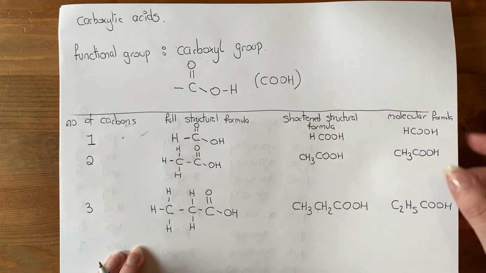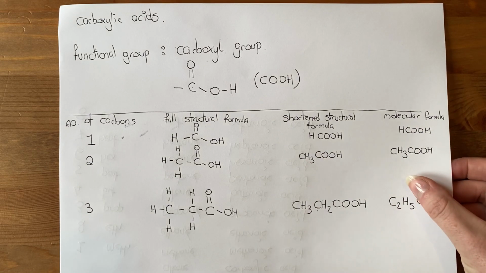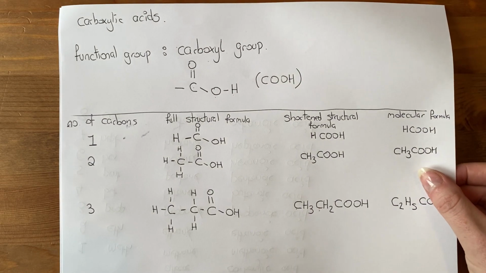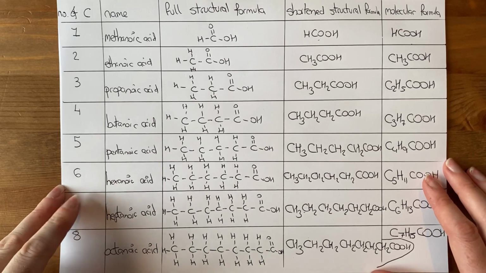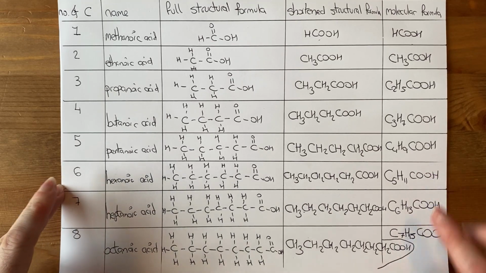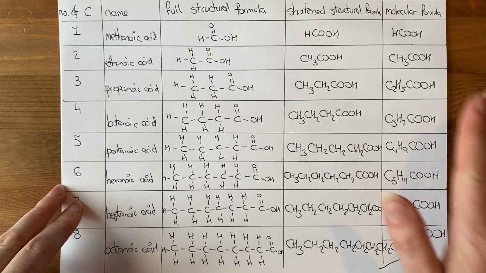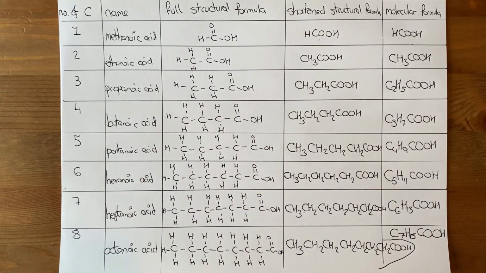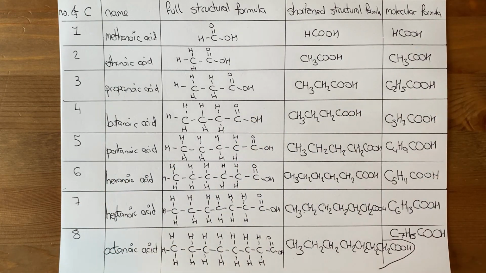Again, if you want to pause and give that a go, that's something to try. I would pause now, because in a couple of seconds you're going to see a completed table with all of these in there. Okay, so here is the full shebang. There wasn't enough room, there were too many carbons to fit in here. So this is everything you should be able to do with that knowledge: the number of carbons, the name, full and shortened structural formula and molecular formula.